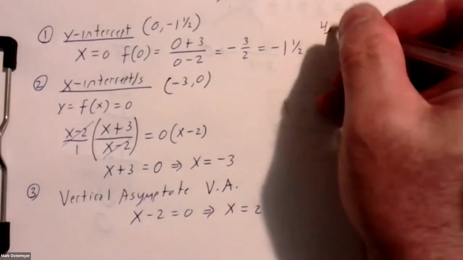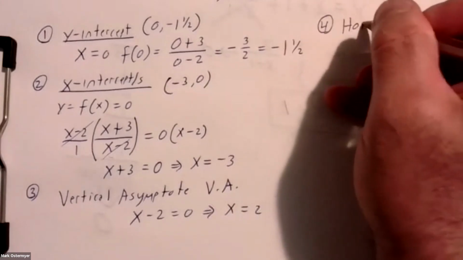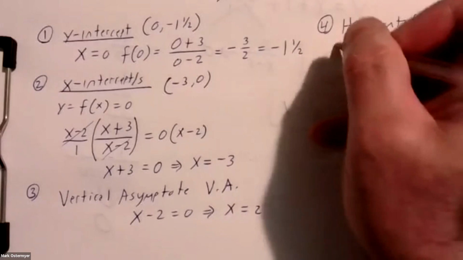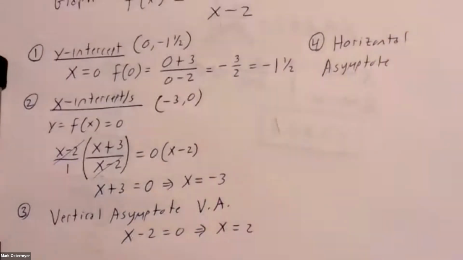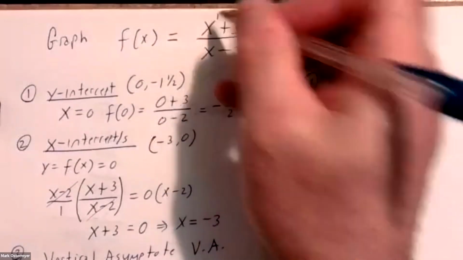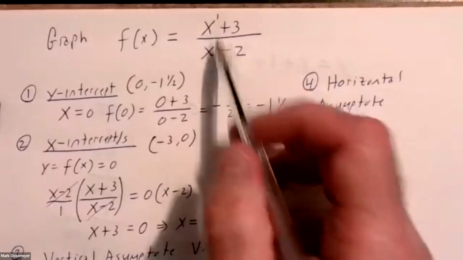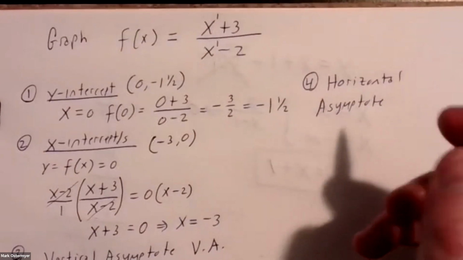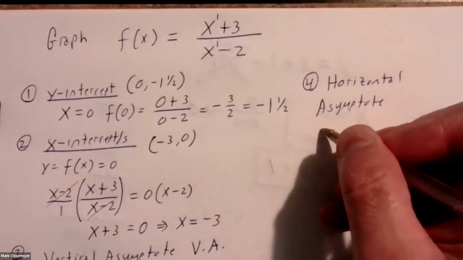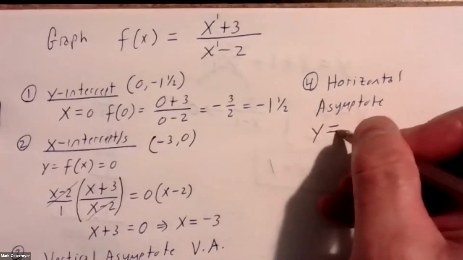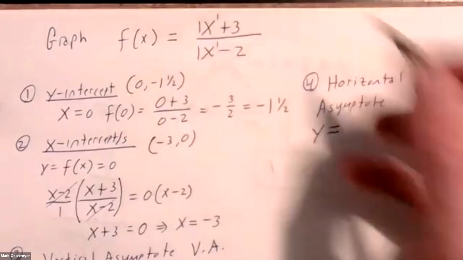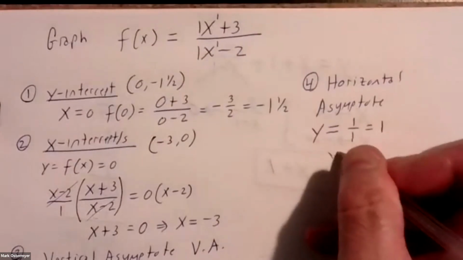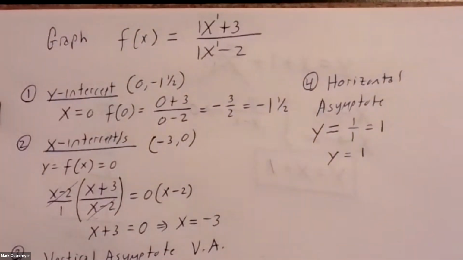Number 4, do I have a horizontal asymptote? To find a horizontal asymptote, we would have to use that theorem that gave us our 3 possible scenarios. Notice the degree of the numerator polynomial is equal to the degree of the denominator polynomial. They're both first degree polynomials. Since the degree of the numerator is equal to that of the denominator, my horizontal asymptote is going to be y equal to the ratio of the leading coefficients of both polynomials. So y is going to be equal to 1 over 1, or 1. That is your horizontal asymptote's equation, y equals 1.